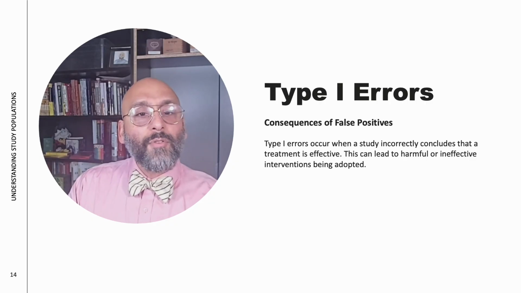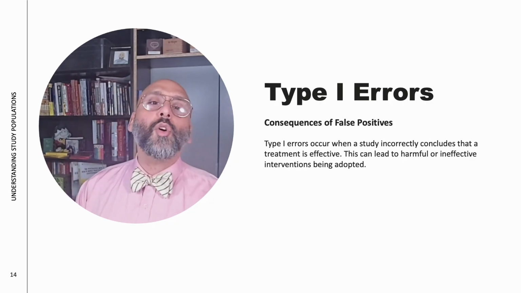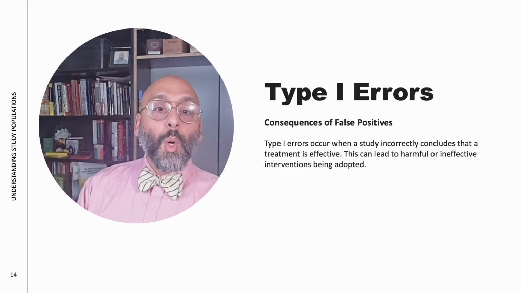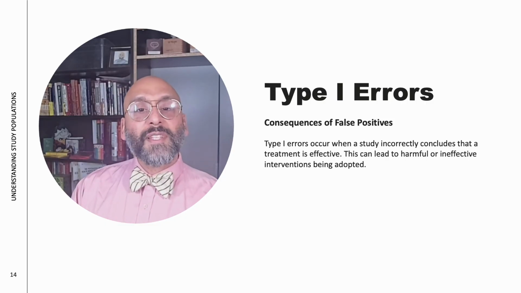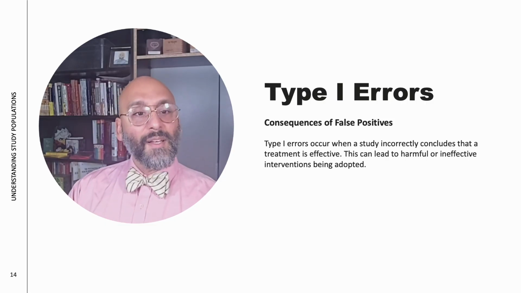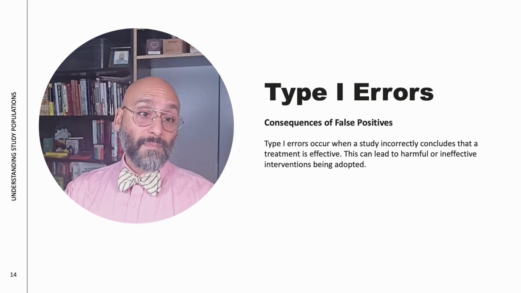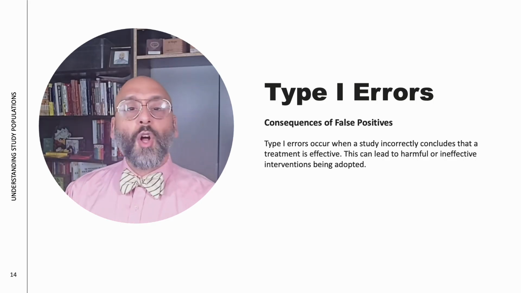Well, type 1 errors are closely tied to that statistical significance threshold. So most commonly a p-value of less than 0.05. That threshold represents accepted risk of being wrong about 5% of the time. So even a well-designed study will occasionally produce false positives.